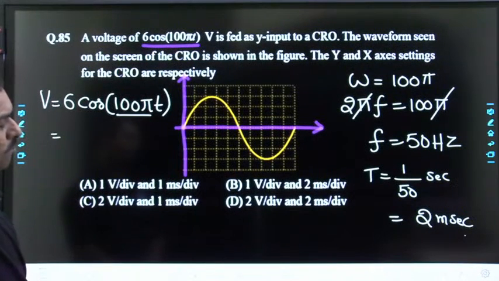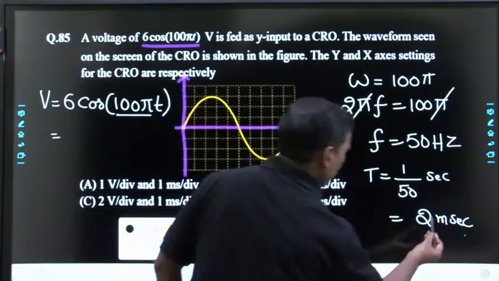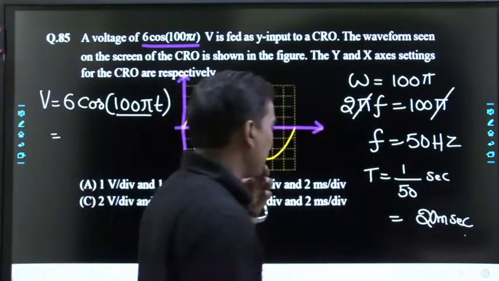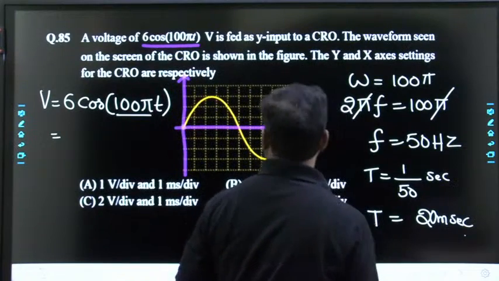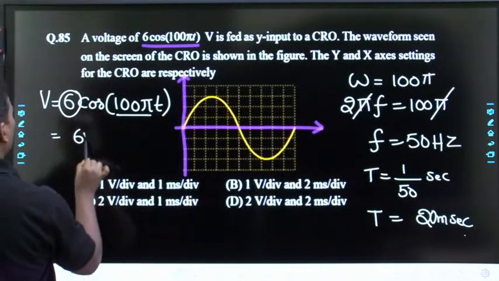Am I right? What is the answer now? 20 milliseconds, na? Correct? 20 milliseconds is the time period. Next, peak amplitude is how much? Amplitude is 6 volts.